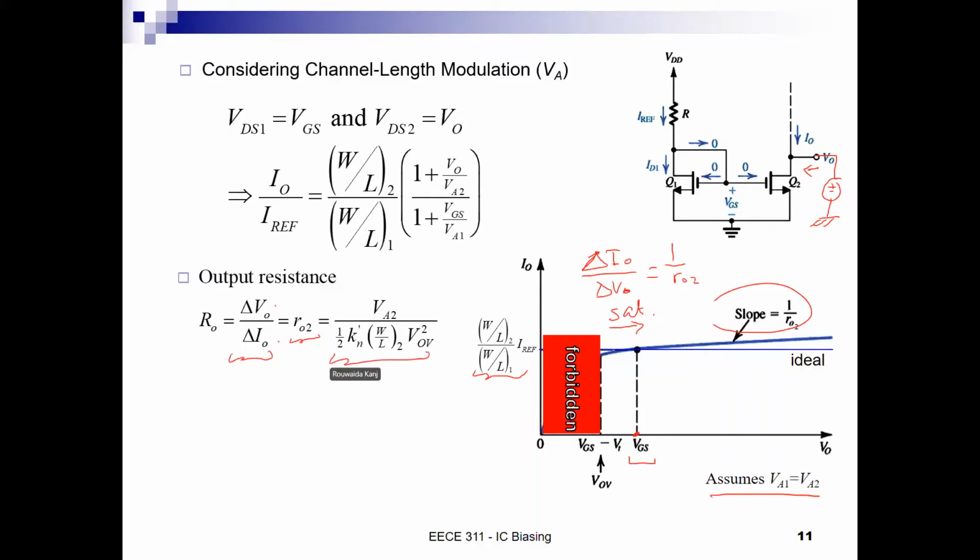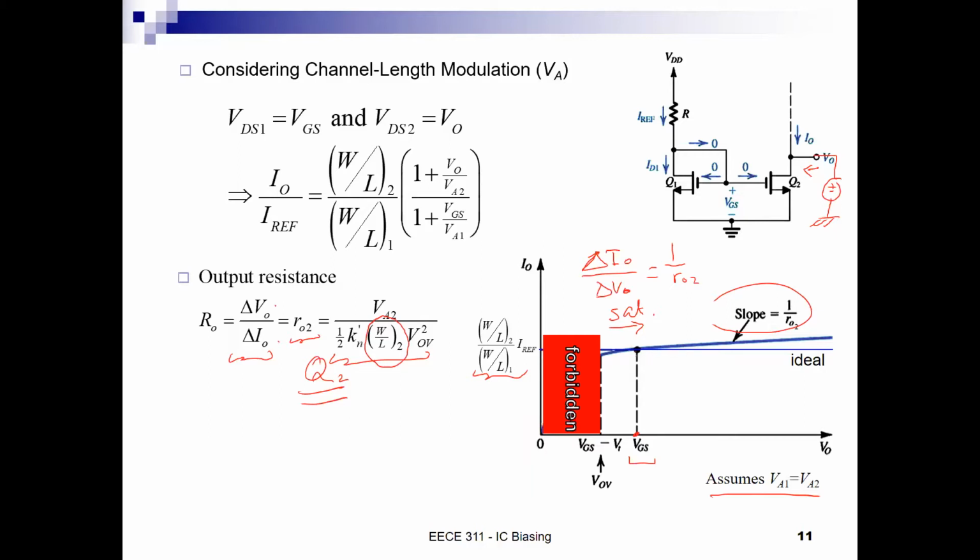It is VA over half K prime W by L2 times V overdrive squared. And most importantly, it's derived from transistor Q2. Okay? And from this, now we can understand how much we will deviate from the ideal value.